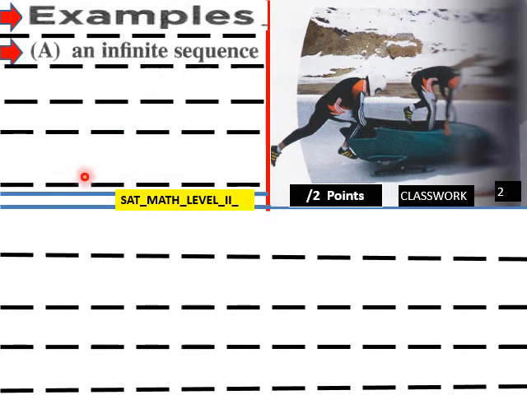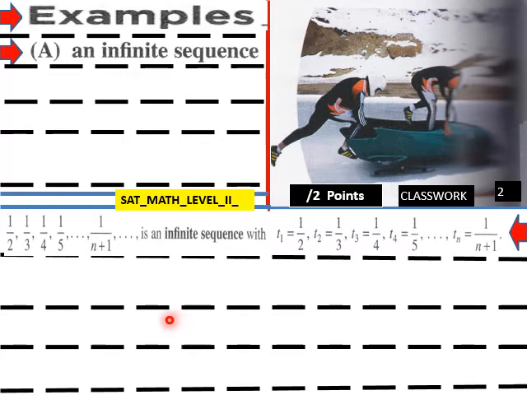So examples, we have an infinite sequence. An example of an infinite sequence would be 1 over 2, 1 over 3, 1 over 5, and so on, 1 over n plus 1. So we add 1 to each value of our denominator. It is an infinite sequence with term 1 being 1/2, term 2, term 3, term 4, to term n, which equals 1 over n plus 1. That would be an example of an infinite sequence.